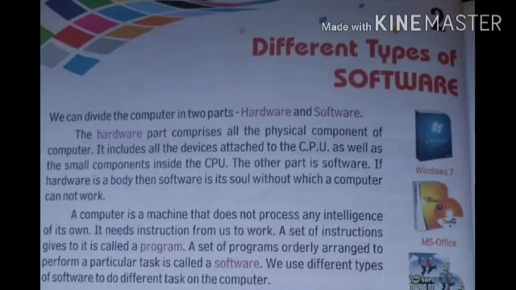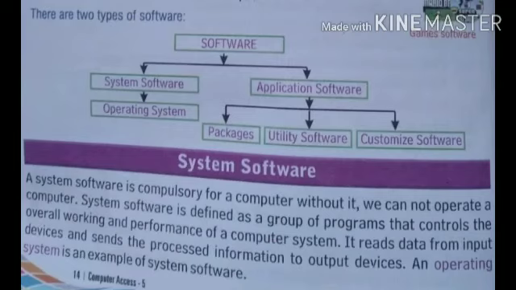We use different types of software to do different tasks on the computer. It means software is a set of programs which is designed to perform a well-defined function. A program is a sequence of instructions written to solve a particular problem. It is a set of programs that enables the hardware to perform a specific task. All the programs that run the computer are software.